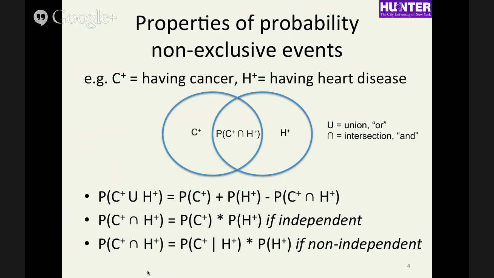So can you tell me something about this probability, cancer and heart disease, relative to the probability of one of these, say of cancer, whether it's more or less? What's that? Why do you say it would be more?